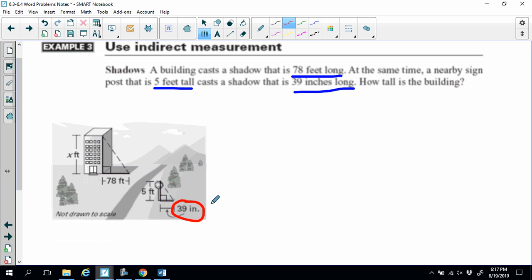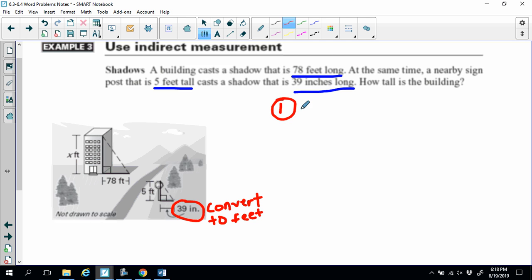So I'm going to put convert because we need to convert this into feet. So that's actually our first thing that we need to do. So I'm going to put in number 1 to say, hey, this is what we need to do first. We need to convert 39 inches into feet. So all of the numbers are in the same unit.